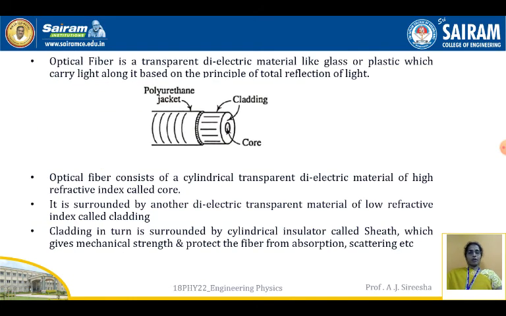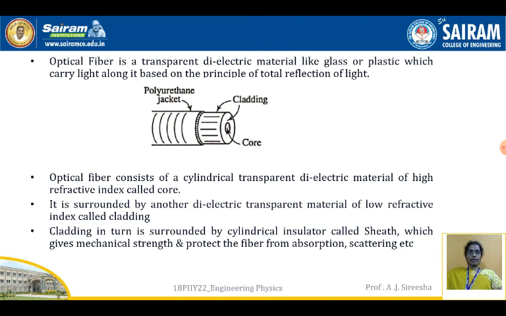Now what is an optical fiber? An optical fiber is a transparent dielectric material like glass or plastic which carries light along it based on the principle of total internal reflection, which we have discussed here. Now if you see the figure here, it is an optical fiber. The internal part is called the core. Surrounding the core is the cladding, and surrounding the cladding, a polyethylene jacket has been given as a protective layer to protect the optical fiber.